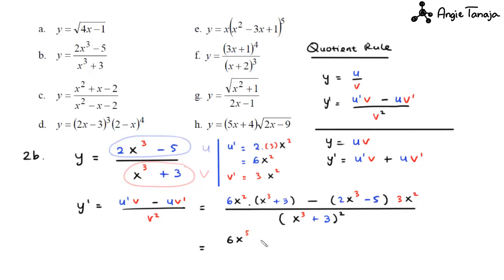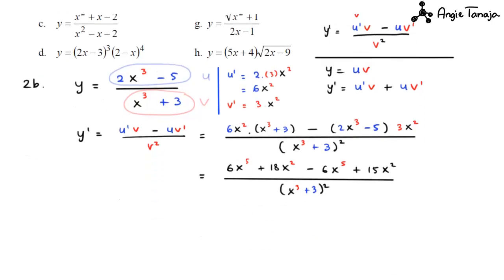And then this will be plus 18x squared. Well, this one will be minus 6x to the 5, and this will be positive 15x squared, right? Over x cubed plus 3 squared. So this will be cancelled. So the remaining is just 33x squared.